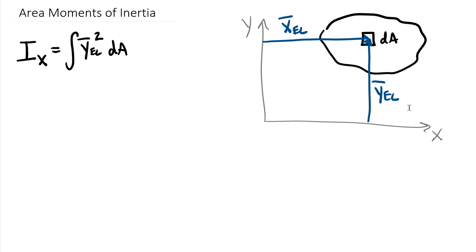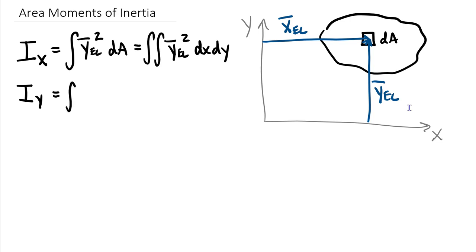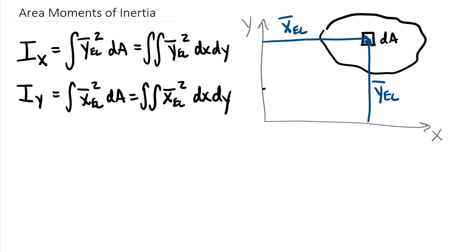Now, you could also compute this as a double integral. With a double integral, it's still going to be y bar sub el, squared, and then you take dx and dy. So either a single integral or a double integral. And the y equation is essentially the parallel version. It is going to include the distance away from the y-axis, so it will be based upon x bar el. We're going to square that times dA as a double integral. We could write this as x bar el squared dx dy. Okay, so that's the integral forms of the area moment of inertia about the x-axis and also the y-axis.